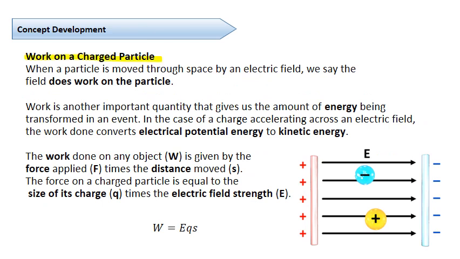Okay, work on a charged particle. When a particle is moved through space by an electric field, it is said that the field does work on the particle. We can calculate the work done by any object. It's W, and it's given by the force multiplied by the distance S. Now what you should be able to recall is that E multiplied by Q is actually our force. And then we have our S, which is the distance that the particle has moved, usually measured in meters.